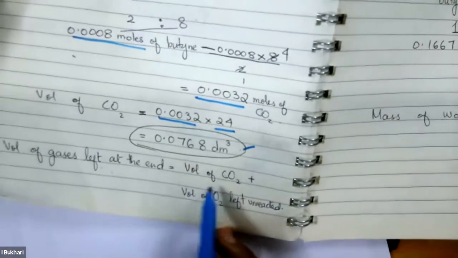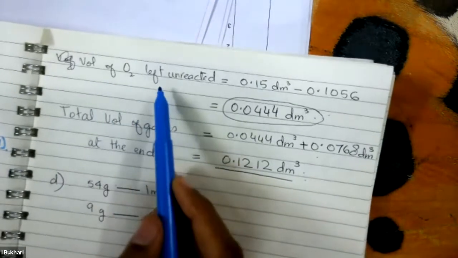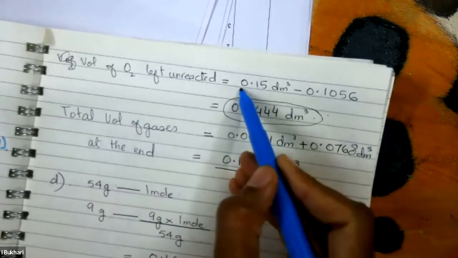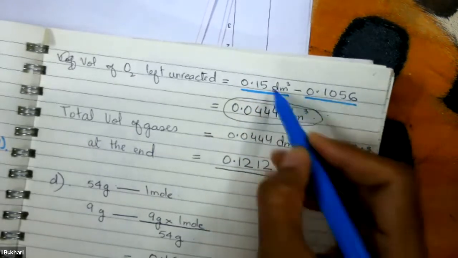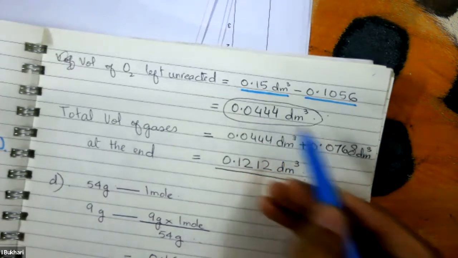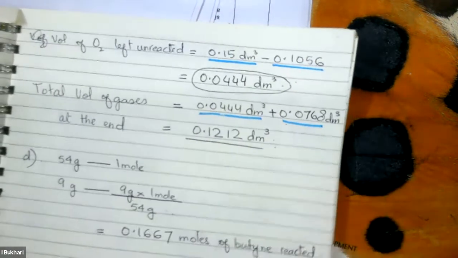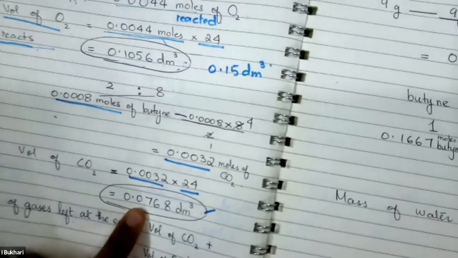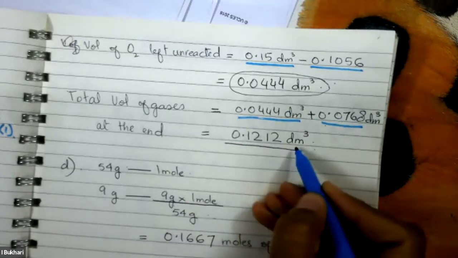Volume of gases left at the end is equal to the volume of carbon dioxide plus the volume of oxygen left unreacted. So I will have to calculate the volume of oxygen that is left unreacted. This is the total volume that was given in the question. This is the volume that reacted. The difference will give me the volume that is unreacted, left behind. Then I added that to the volume of carbon dioxide, which we had calculated here. Okay, I added them. And so this is the total volume of gases at the end.